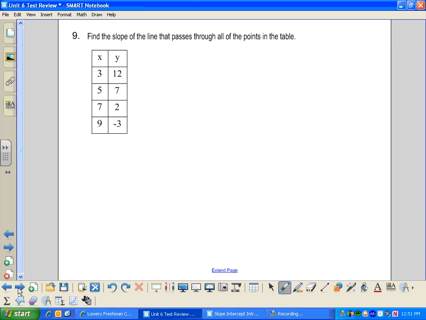Find the slope of the line that passes through all the points in the table. Oh, cool. Well, we know slope in a table is change in y over change in x. So here we go. That's 2, and that is negative 5. So my change in y is negative 5. My change in x is 2. My slope is negative 5 halves.